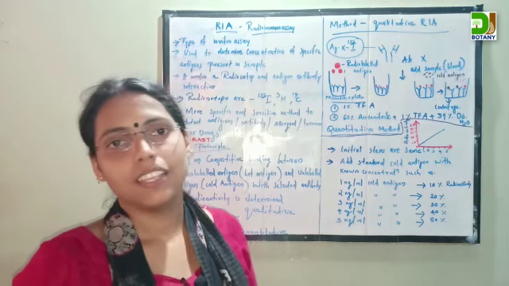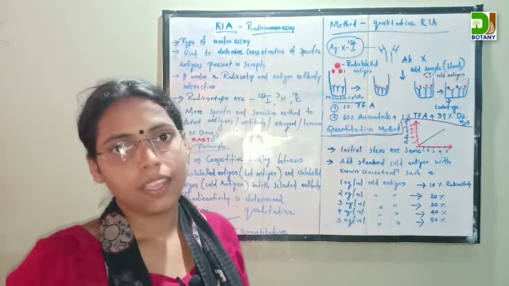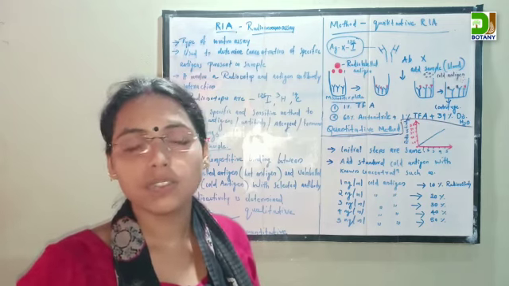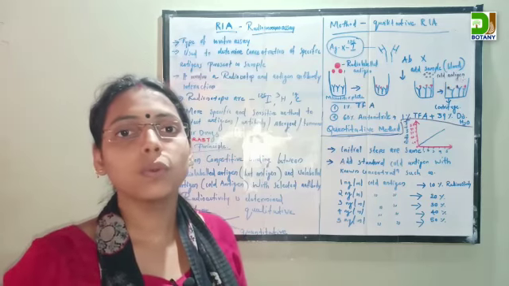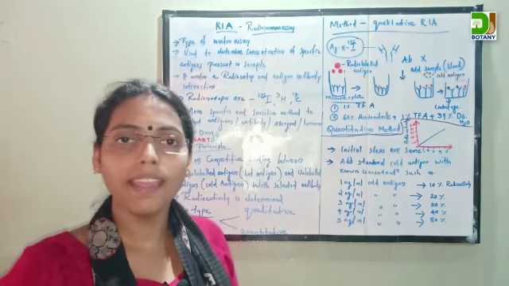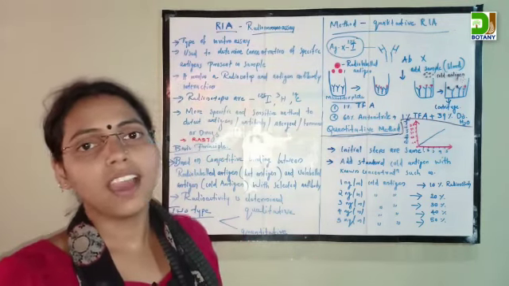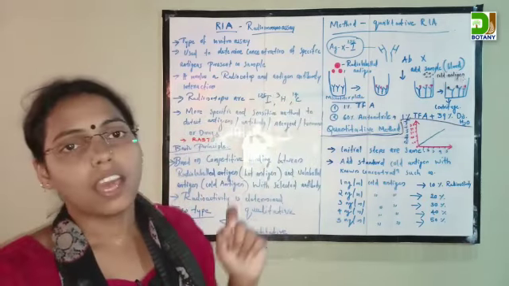Hi friends, today we discuss radioimmunoassay, or RIA. It's an in vitro assay used to detect the concentration of specific antigens present in a sample. It includes a radioisotope and antigen-antibody interactions. The commonly used isotopes are iodine-125, hydrogen-3 and carbon-14.